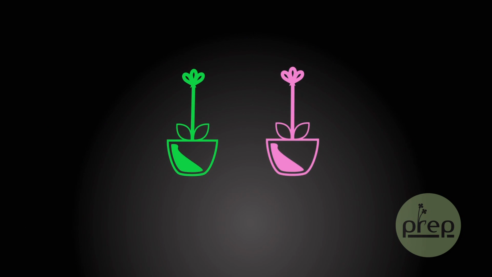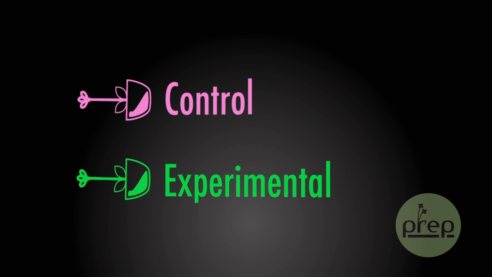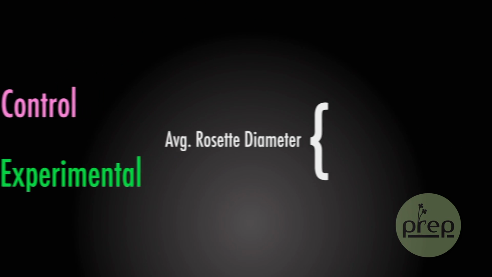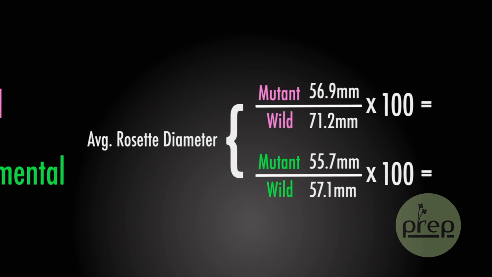One of the simplest ways to see if the mutant plants responded differently to the experimental treatment than the wild type is to compare the percent difference in the control mutant and wild type data to the percent difference in the experimental mutant and wild type data. You simply divide the mutant data average by the wild type data average.